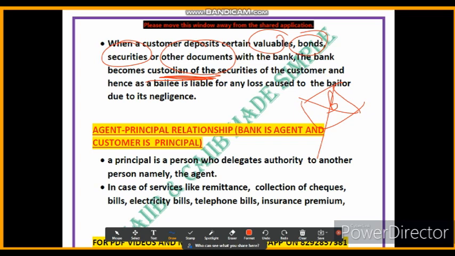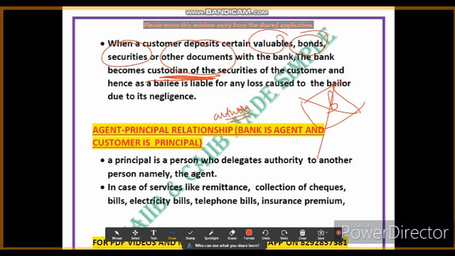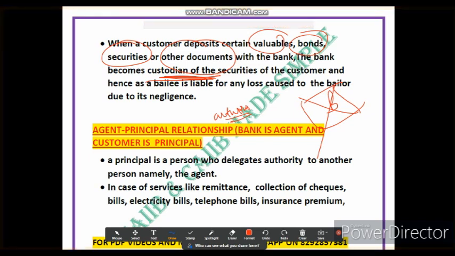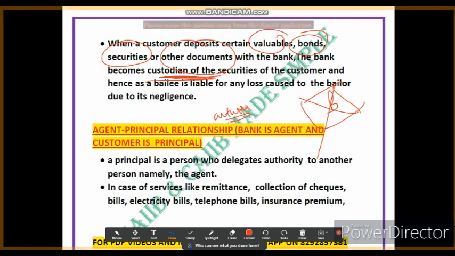Let's take an example. Let's say you have a valuable artwork that you want to keep in a secure location. You can deposit the artwork in a storage facility provided by the bank. In that case, the bank is the custodian of your artwork and is responsible for keeping it safe. If there is theft or damage to the artwork due to the bank's negligence, the bank would be liable for any loss you suffer as a result. So hopefully you have understood the bailee and bailor relationship.